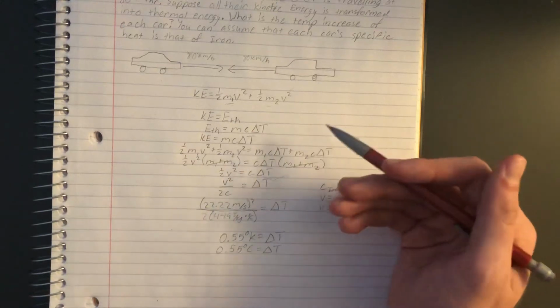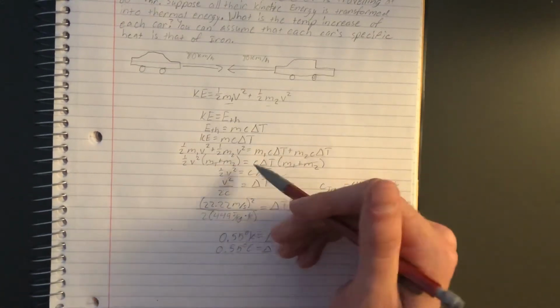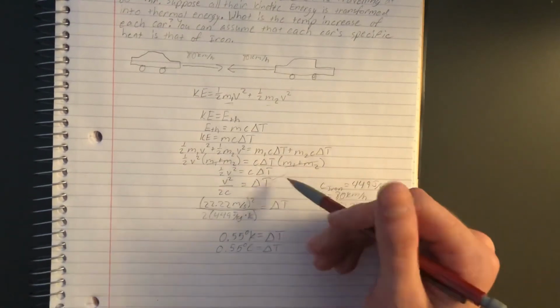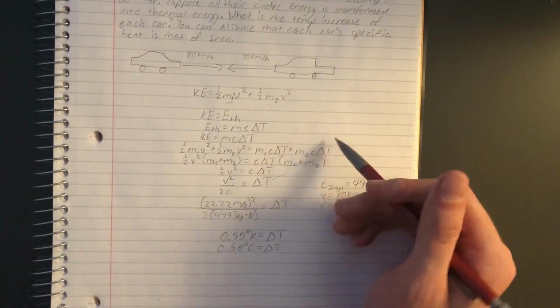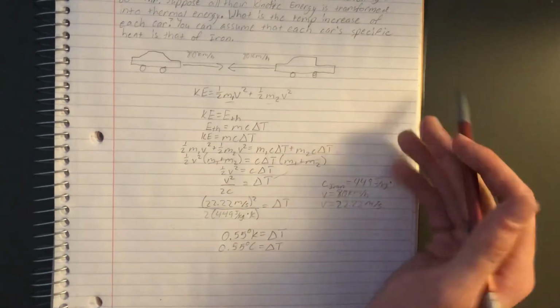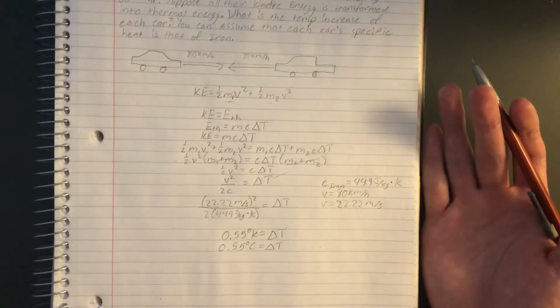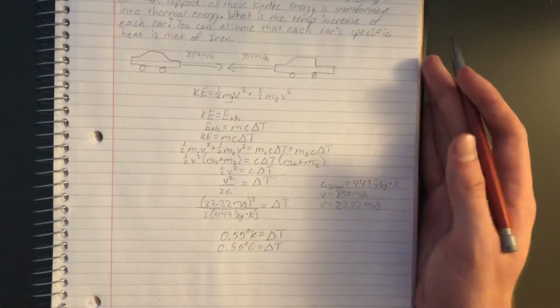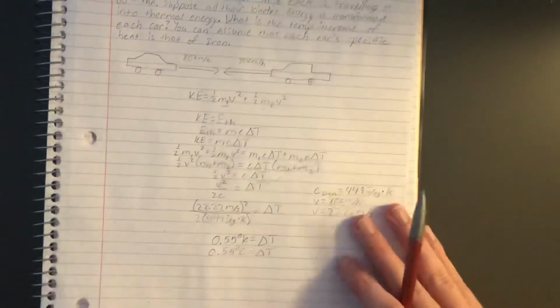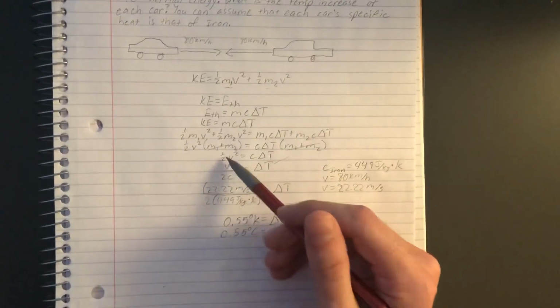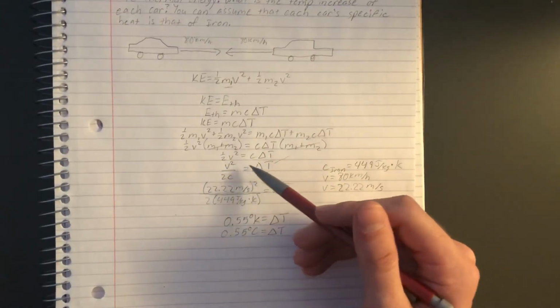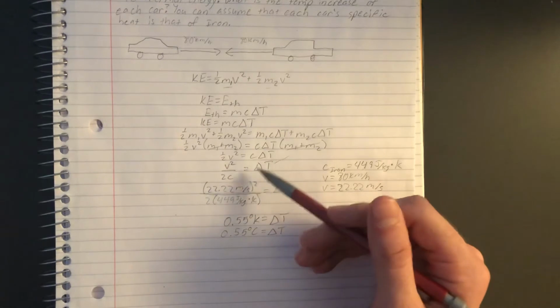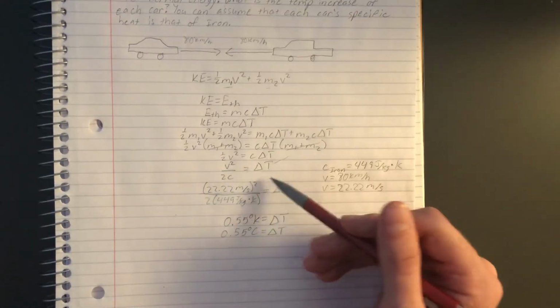But that actually helps us because we can factor out our m1 plus m2 on both sides, and that allows us to divide them out, basically making the masses negligible, but you still want to consider them just in case. So that leaves us with 1/2 v squared is equal to c delta T. Divide the c to the other side, and you get delta T.